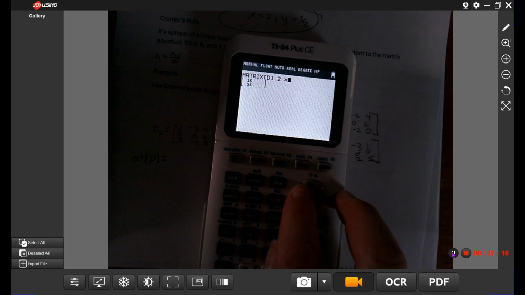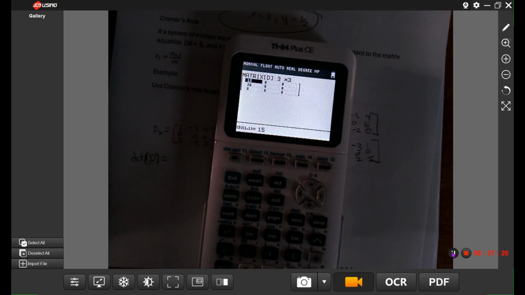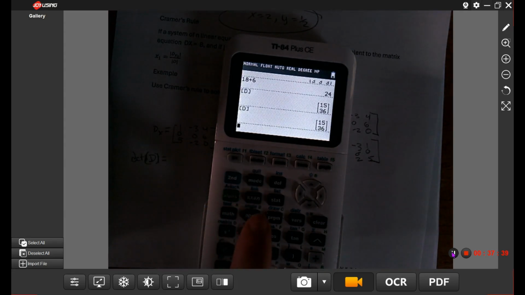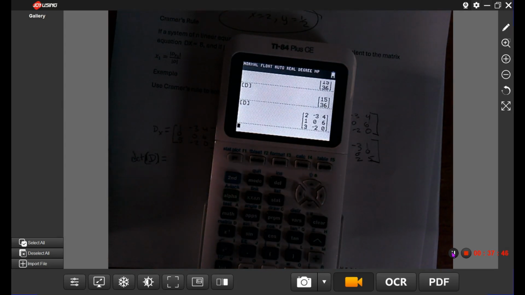Three by 3. Maybe that's where I went wrong. Okay. Okay, that looks better. So let's look at matrix D, make sure it's what I wanted. Oh, thank goodness. All right.